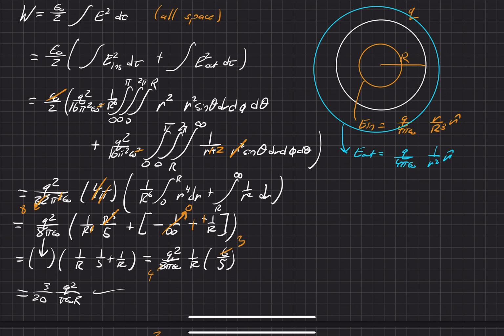So that is the work that it takes to create this spherical charge distribution with a total charge of q and radius of r, using this specific method. I think in the next part of the problem we'll do a different method than this to figure that out, just to show that they're all consistent.